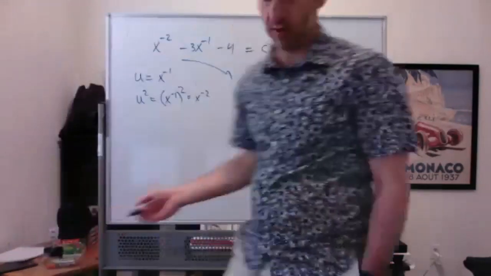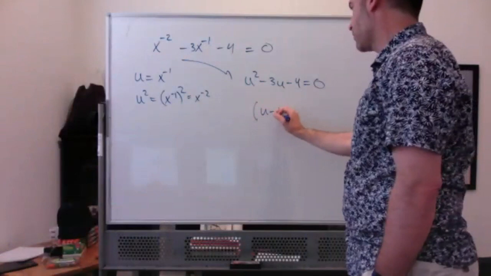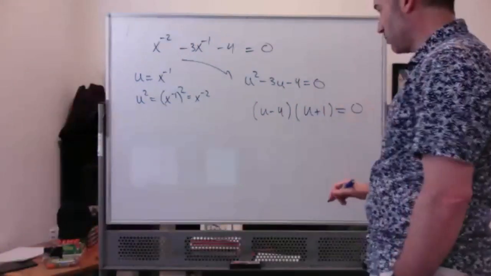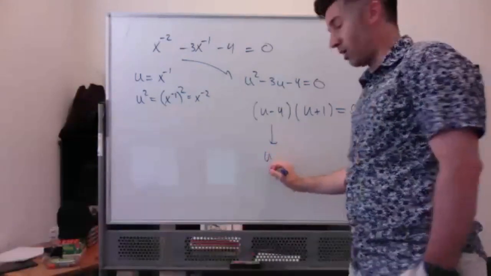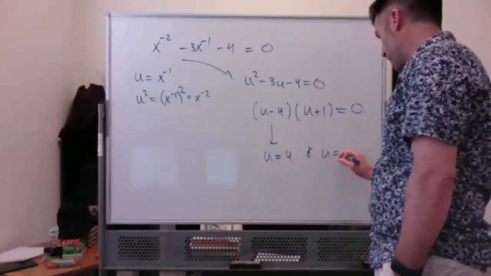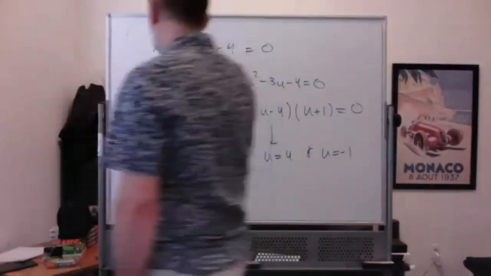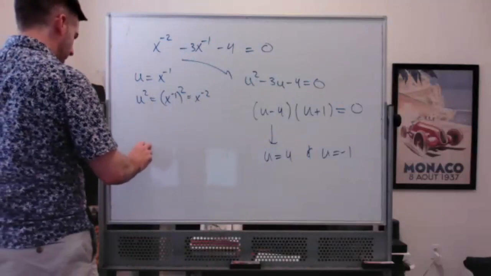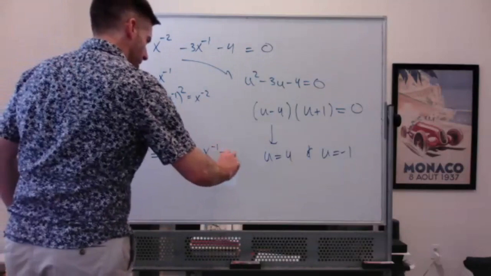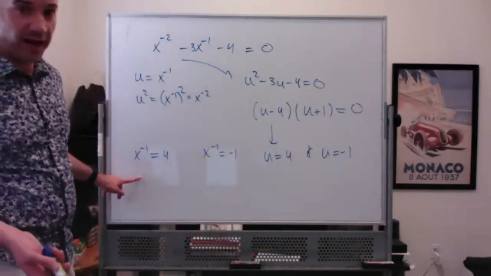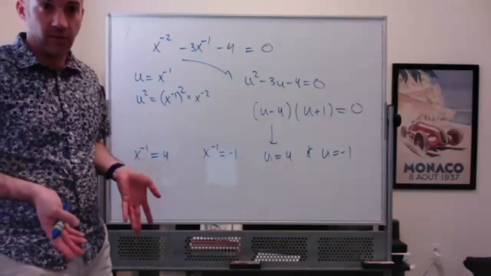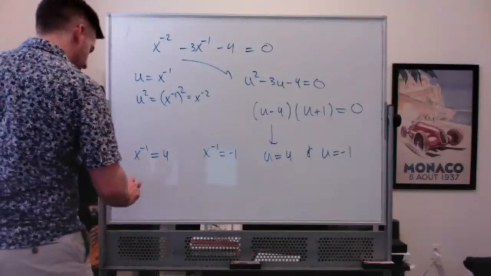This one we can factor. So it's going to be u minus 4 times u plus 1 equal to 0. So our u solutions, which are not our final solutions, are u equal to 4 and u equal to -1. And then solving for x, we have x to the -1 equal to 4 and x to the -1 equal to -1. So then we're going to solve for x by raising both sides to the reciprocal power. The reciprocal of -1 is -1. So we're just going to raise both sides to the -1 power.